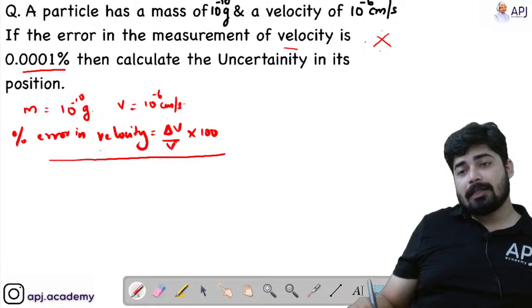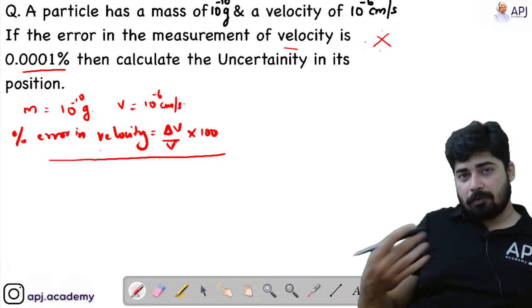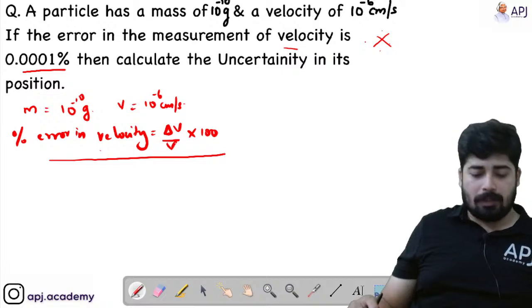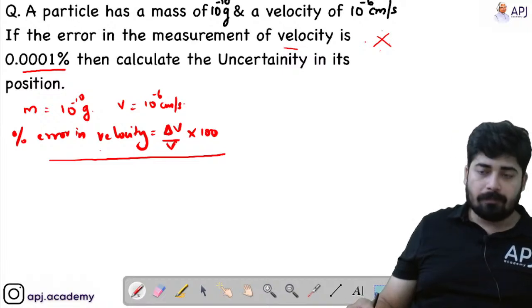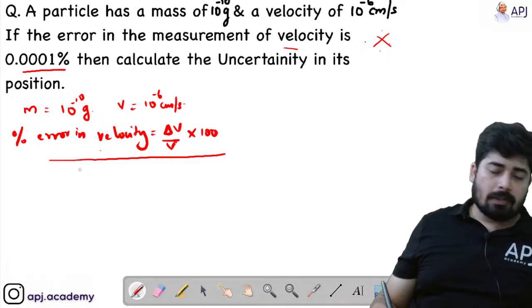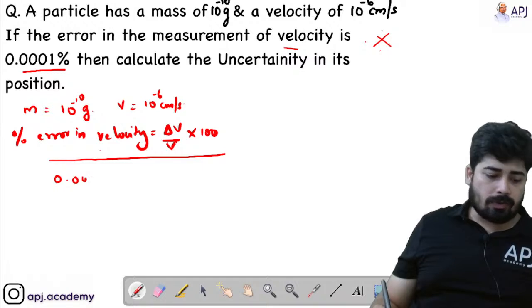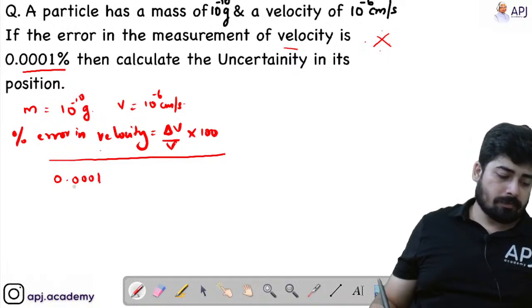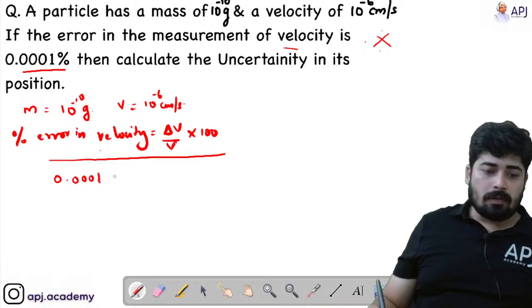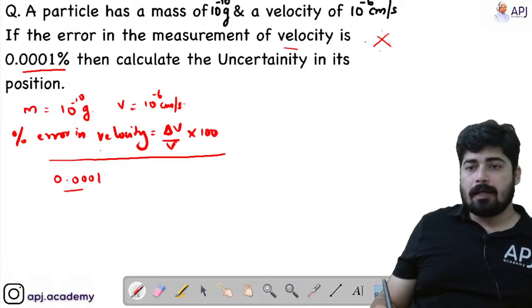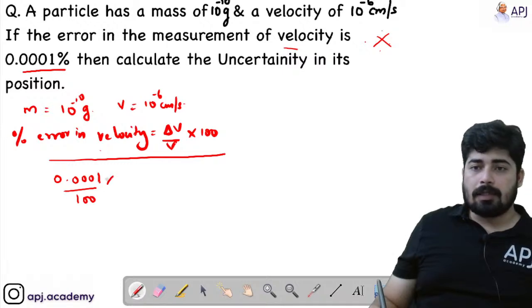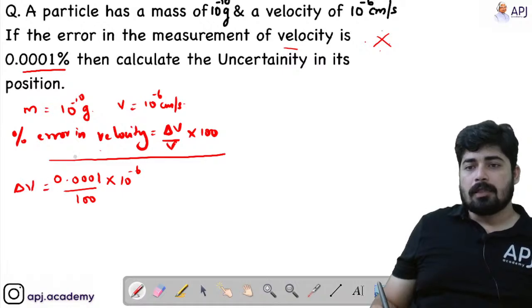So the error in the measurement is equal to delta V by V into 100, if you are considering the velocity. Now just apply the values. The percentage error is given as 0.0001 by 100, that is 10 raised to minus 6, which will give you delta V. So delta V equals percentage error into V divided by 100.